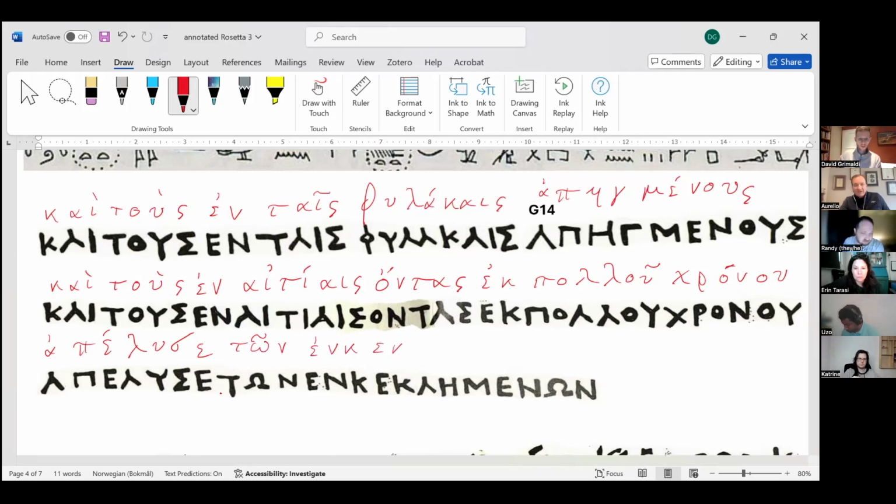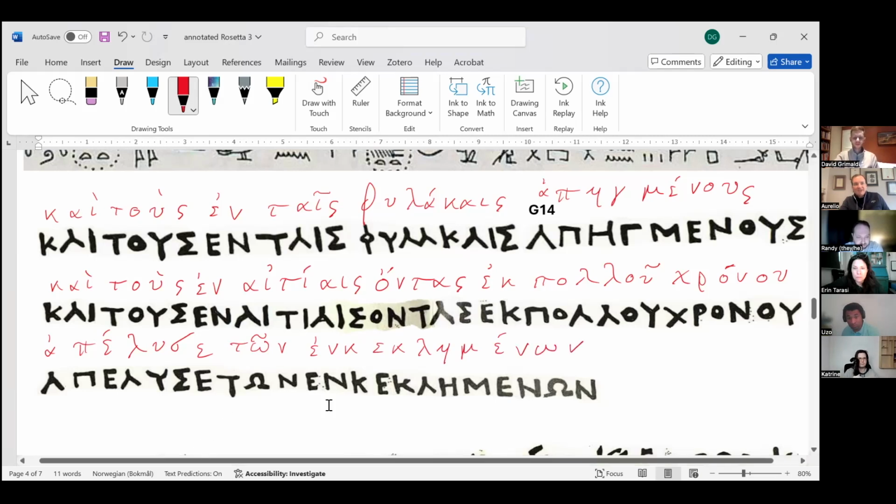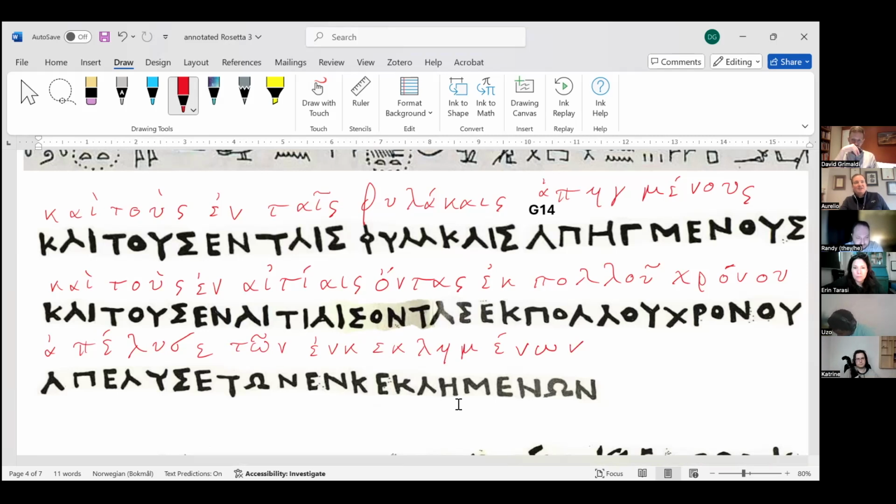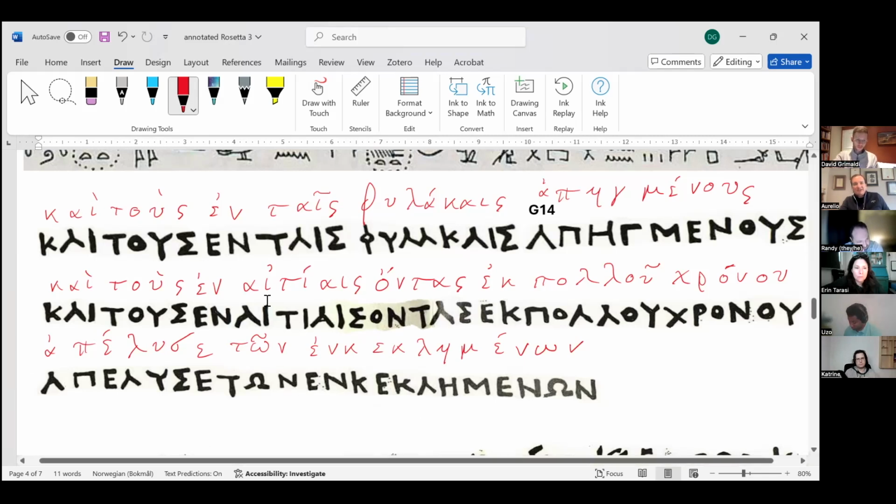Enkeklemenon. Okay. This one again, another one. This comes from kaleo, to call in. And I don't know what to make out of this. Enkaleo is to charge, the dictionary tells me. So is apeluse constructed with the genitive? So he released them from the charges. Yeah.